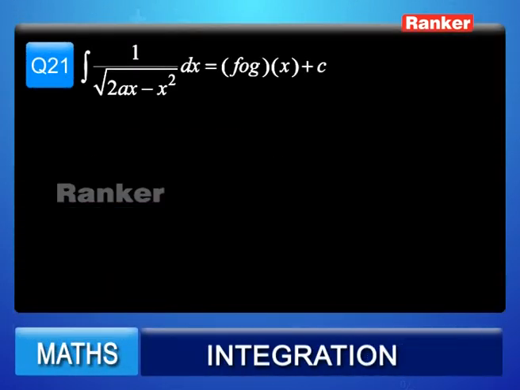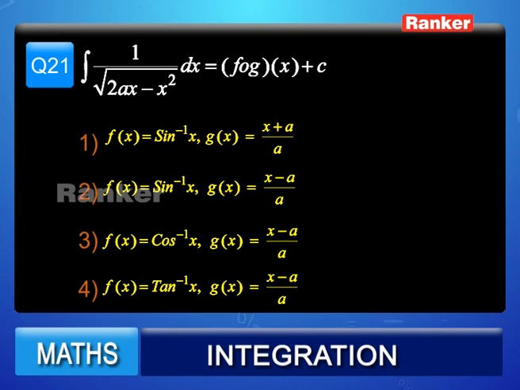Let us move to question number 21. If the integral of 1 upon root over 2ax minus x square dx is equal to f composition g of x plus c, then: first option, f of x is equal to sine inverse x, g of x is equal to x plus a by a. Second option, f of x is sine inverse x, g of x is x minus a by a. Third option, f of x is cos inverse x, g of x is x minus a by a. And fourth option, f of x is tan inverse x and g of x is x minus a by a.